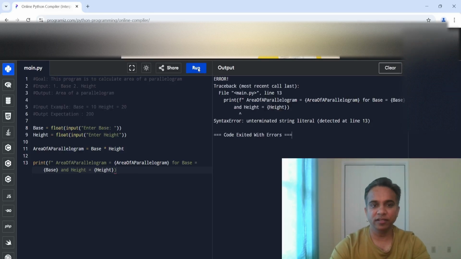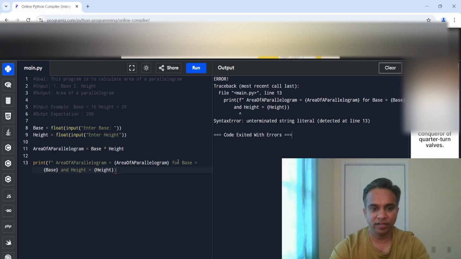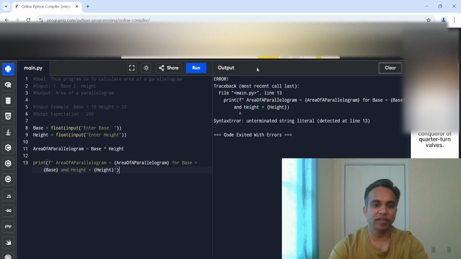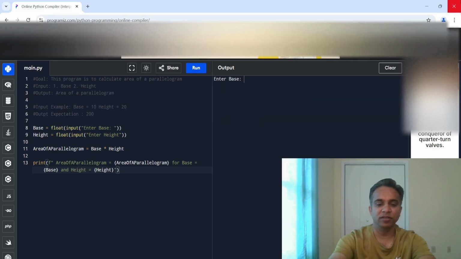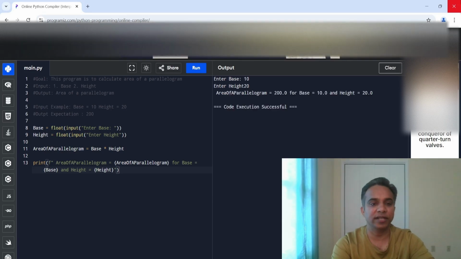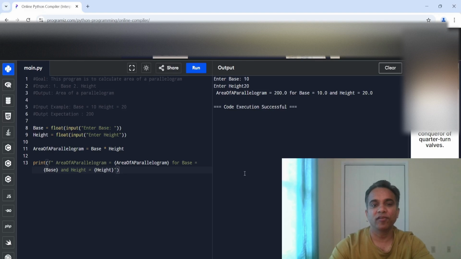So if we run it, there is an error. The quote is missing, so we added that, and we should be good. So input base 10, height 20, and the output is 200. So that is for calculating the area of a parallelogram. Thank you.